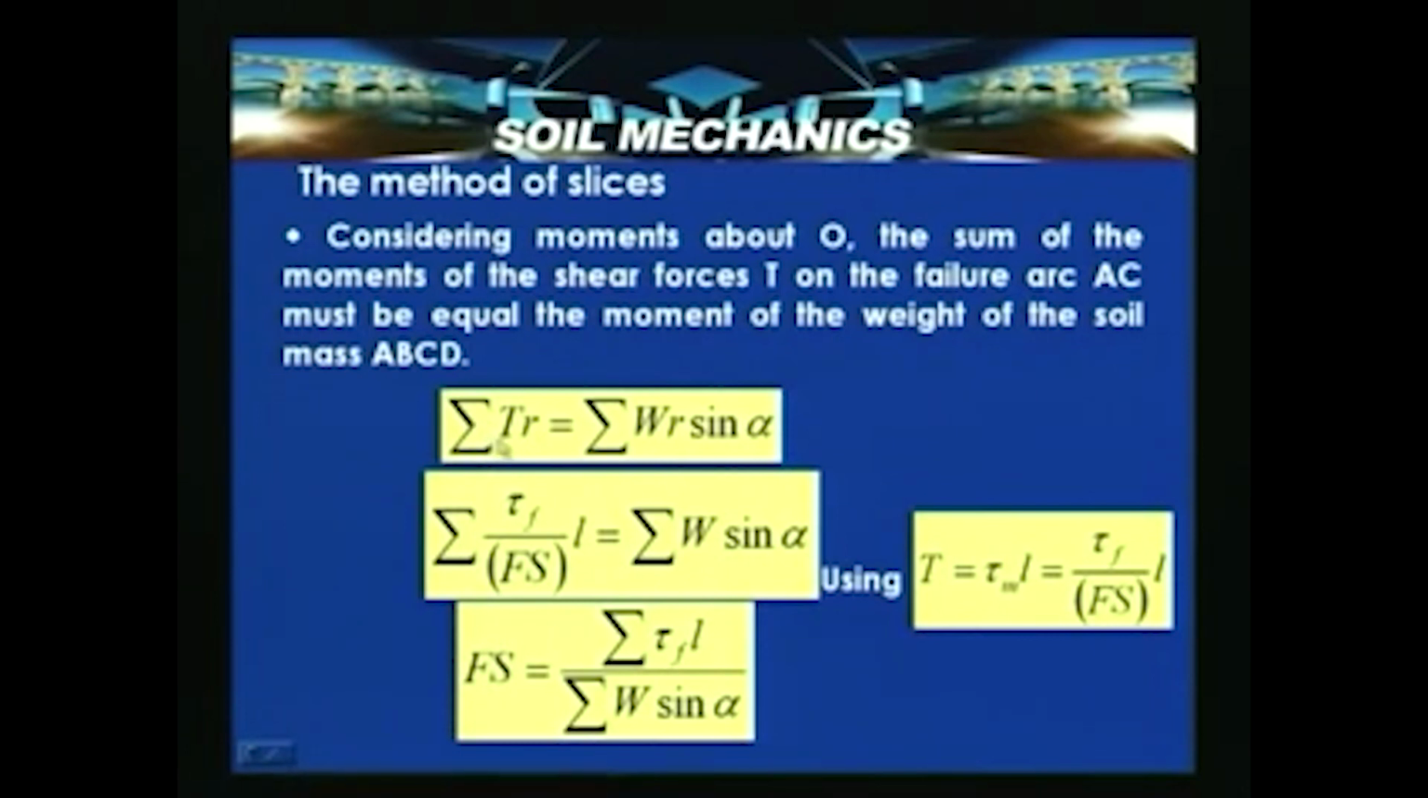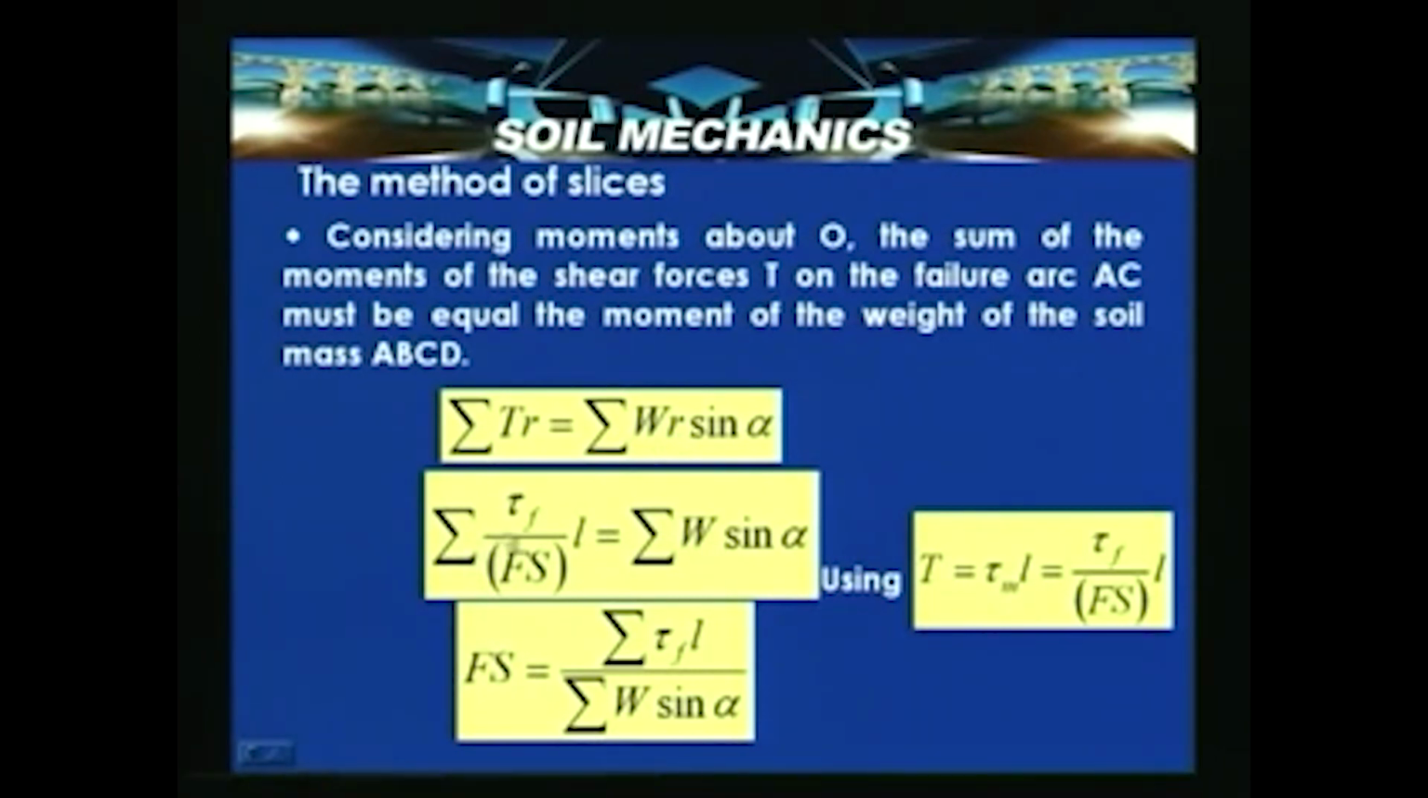Now, from the deliberations in the previous slide, we can write summation tau f divided by factor of safety into L. So, this is written by using T equal to tau m into L, where tau m is the mobilized shear strength, the shear strength required to maintain equilibrium, which is nothing but tau f, the shear strength available, divided by the factor of safety. So, using this we can write tau f by factor of safety into L is equal to the summation W sin alpha. Here R and R will get cancelled.